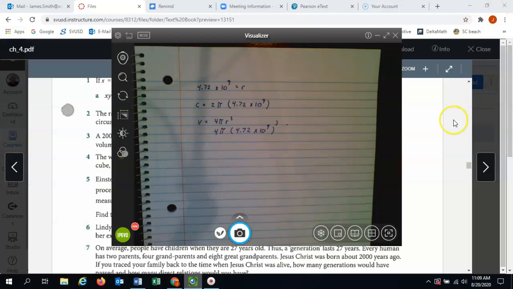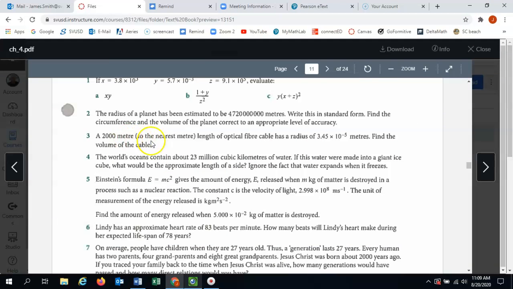So let me go back to the book really quick. So a 2,000 meter, to the nearest meter, length of cable. What's confusing about this one is if you think of what a cable would look like, a rope, technically that is a cylinder. At least the shape that it would take would be a cylinder. So that's really what this is. They're giving us the radius and they want us to find the volume. So again, we are finding the volume of a cylinder. The height of it would be 2,000, and this is the radius.